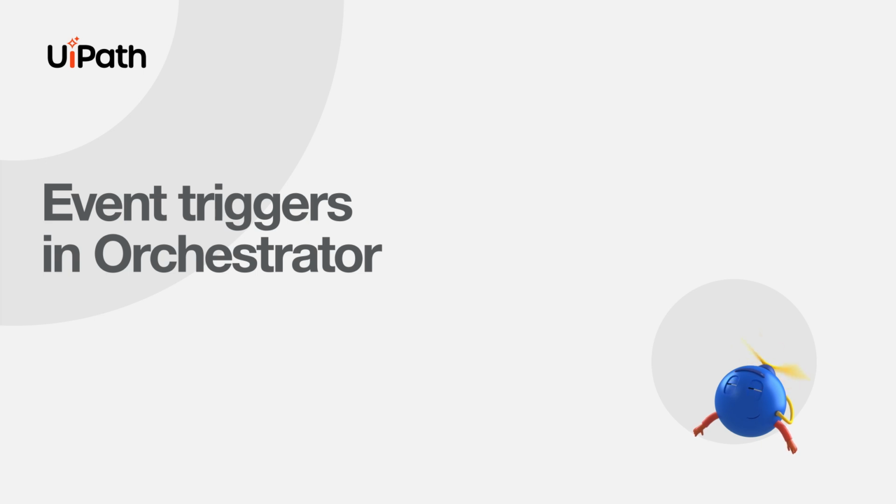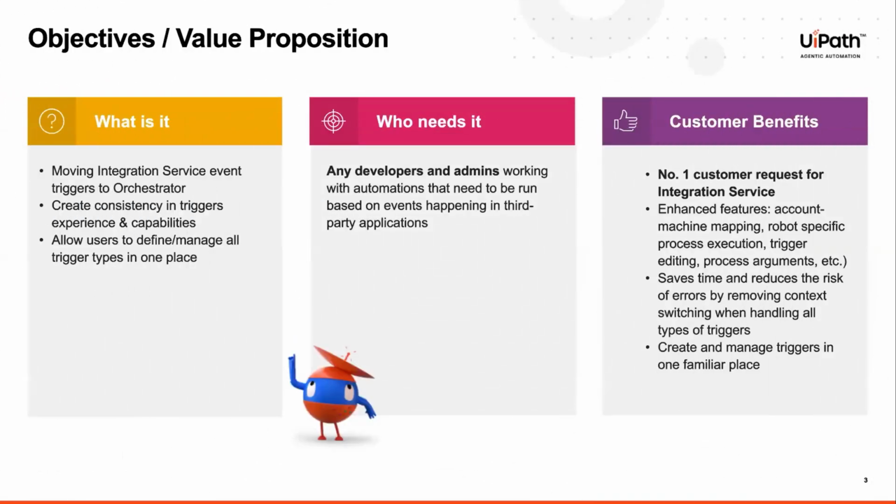I'm here to talk today about event triggers in Orchestrator. And some of you might be saying, but yes, we've been having event triggers available for configuration in Orchestrator for a few years now, which is true. But up to this point, it has been a bit of a disjointed experience. You could set up a trigger in the definition of the automation, and we would call that a connected trigger. And you would be able to configure it in Orchestrator when you configure the process for that automation.